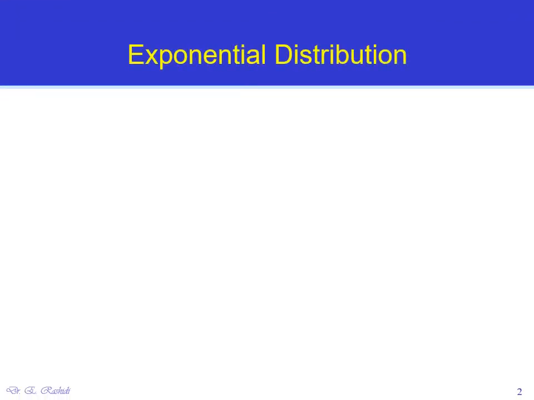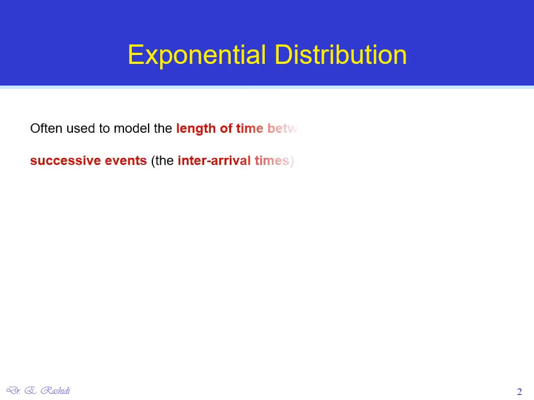Exponential distribution. Exponential distribution is often used to model the length of time between the occurrence of two successive events, or the inter-arrival times. Examples of exponential distribution are related to the inter-arrival times between two events.